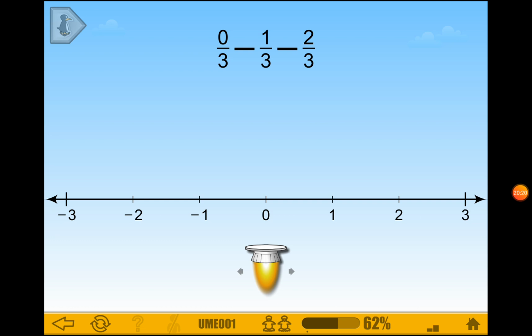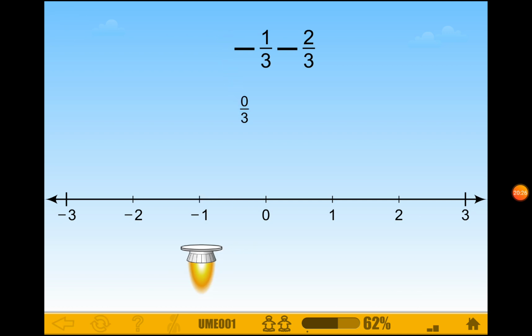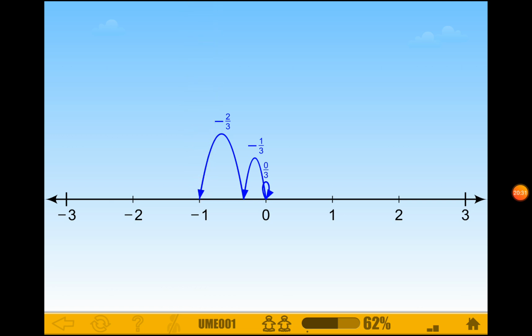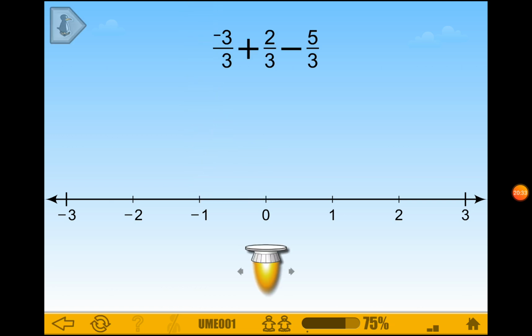Okay, back where we started. 0 minus 1/3. So -1/3 minus 2/3 is -1. So that's just right there. Then we have negative 1 plus 2 thirds, which would be 1/3. And then 1 minus 5 is negative 4. Negative 4 over 3. So right there.